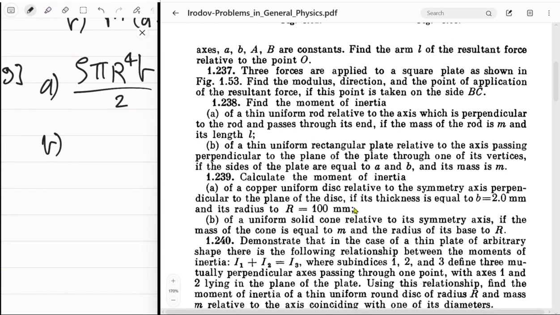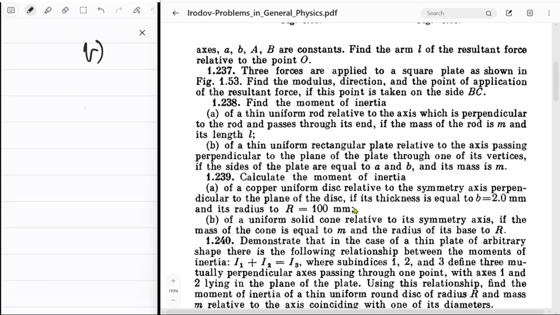Of a uniform solid cone related to a symmetry axis, if the mass of the cone is equal to m and the radius of its base is equal to r. So the inertia of a solid uniform cone. Why does it look like that? Oh, that's weird. Okay, no big deal. Wait, if it's a hollow cone, I can actually do it very easily. But for a solid cone, it's more complicated. Okay, you have to figure it out by integration this time.